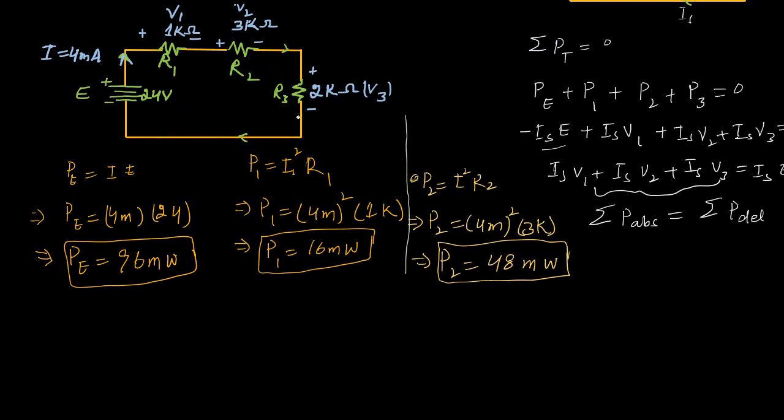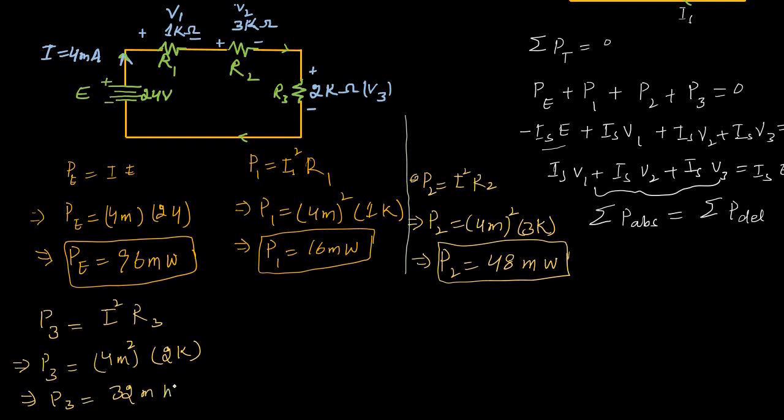Now the power absorbed by this third component is, let's say, P3, which is equal to I square into R3, because the current is the same in the series combination of resistors. So the power absorbed by the third component is equal to 4 milliampere whole square into the resistance value of this third component, which is 2 kilo ohms. So the resulting power absorbed by the third component is equal to 32 milliwatt. So 32 milliwatt of power is absorbed by this third component.